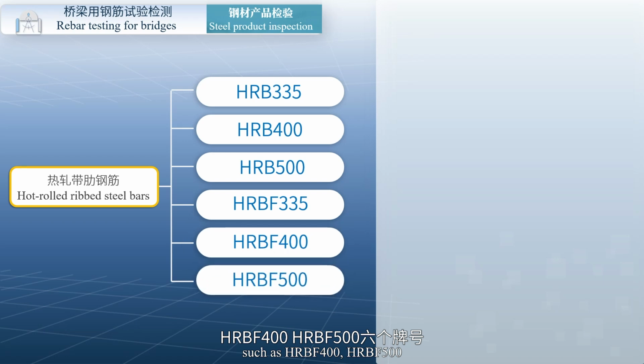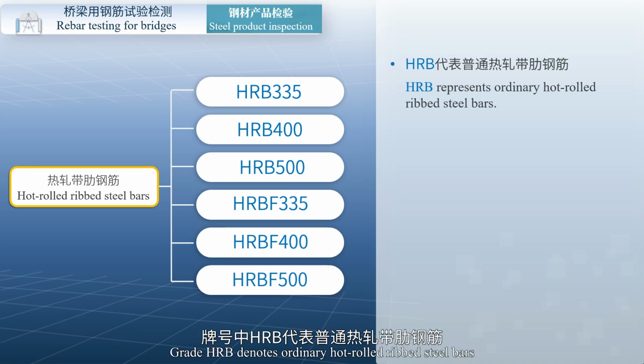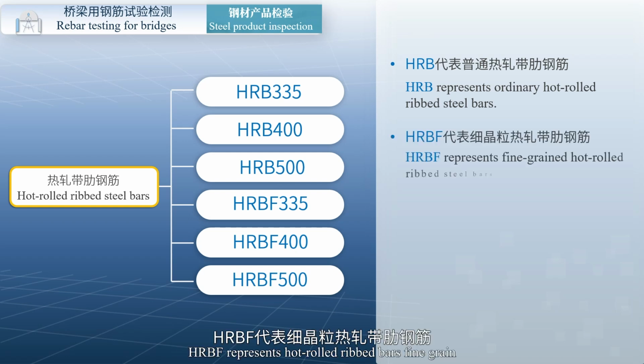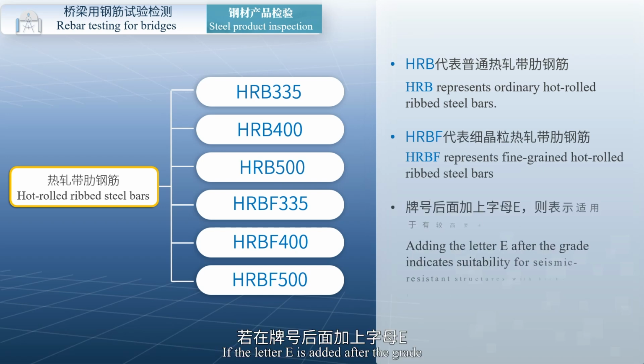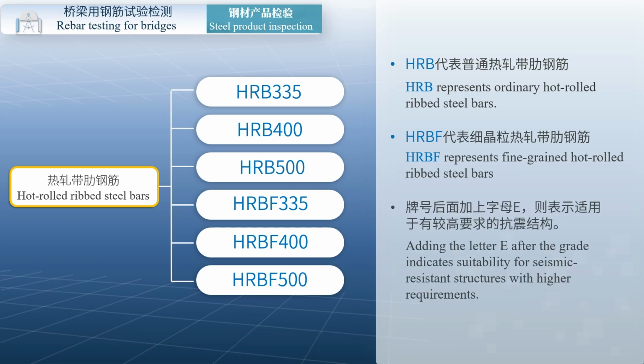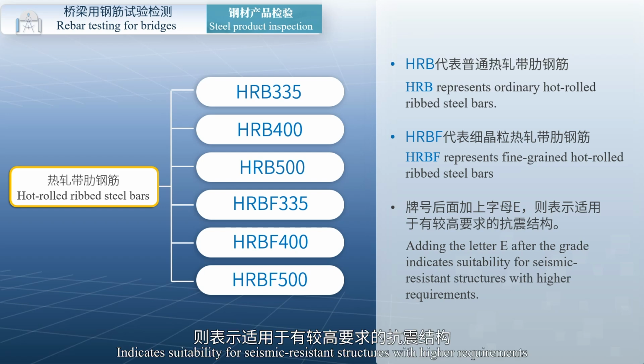such as HRB 400E, HRBF 400E. Grade HRB denotes ordinary hot-rolled ribbed steel bars. HRBF represents hot-rolled ribbed bars with fine grain. If the letter E is added after the grade, such as HRB 400E or HRBF 400E, it indicates suitability for seismic-resistant structures with higher requirements.